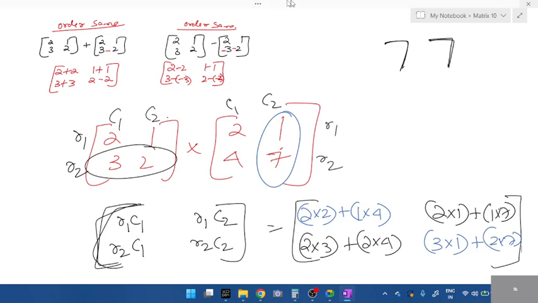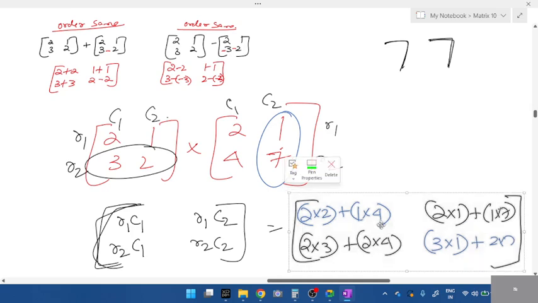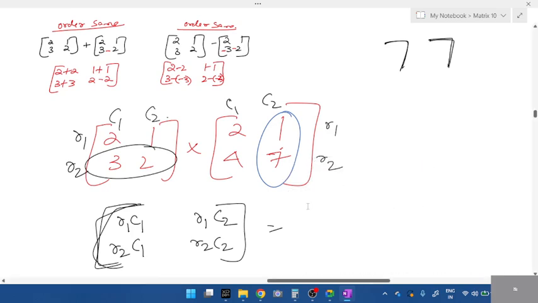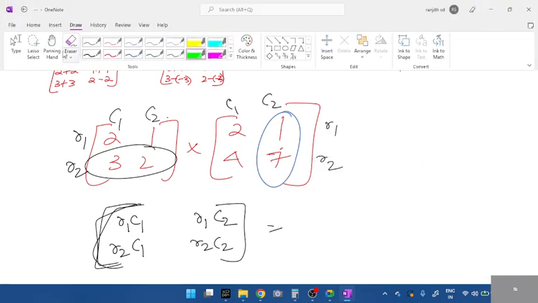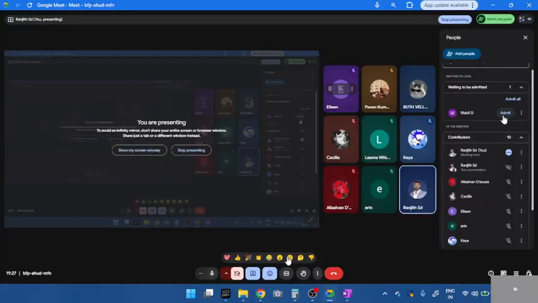Look, this is the formula. Row 1, column 1. You didn't understand? Okay, I'll teach again. Row 1, column 1. What about the formula, Amy? You understood the formula? Memorize the formula that I've given. Row, column.